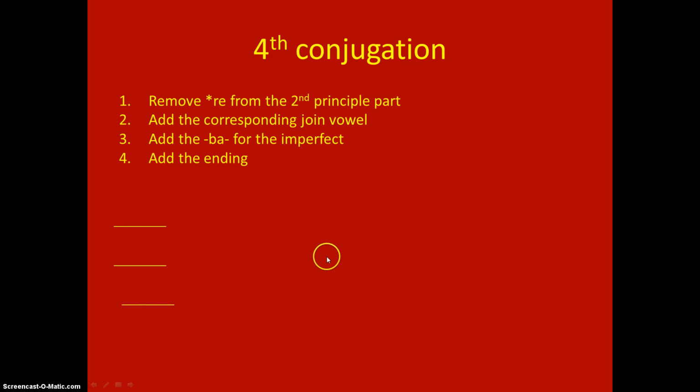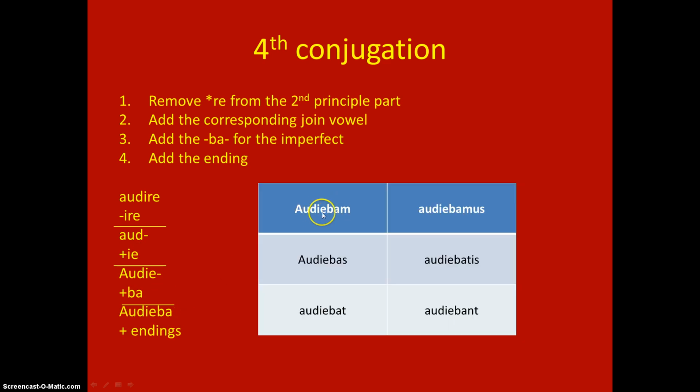And then fourth conjugation, same pattern. Minus the ire plus the ie plus the ba plus the endings. So audiebam, audiebas, audiebat, audiebamus, audiebatis, and audiebant.